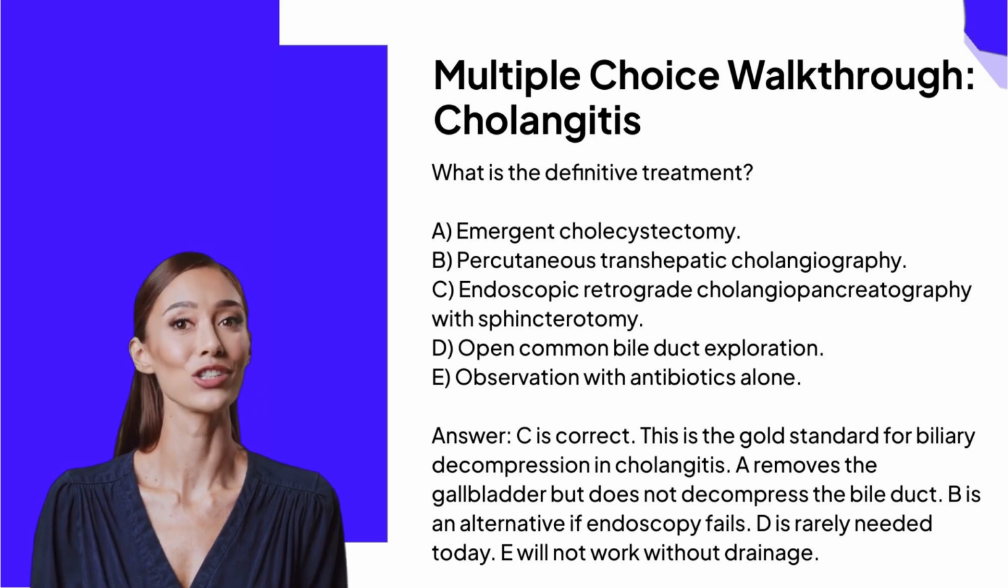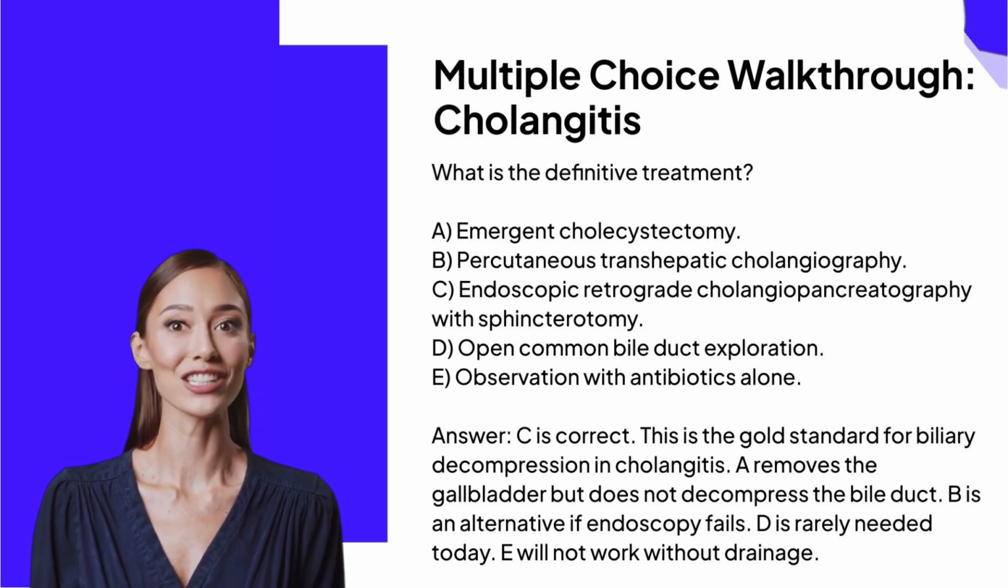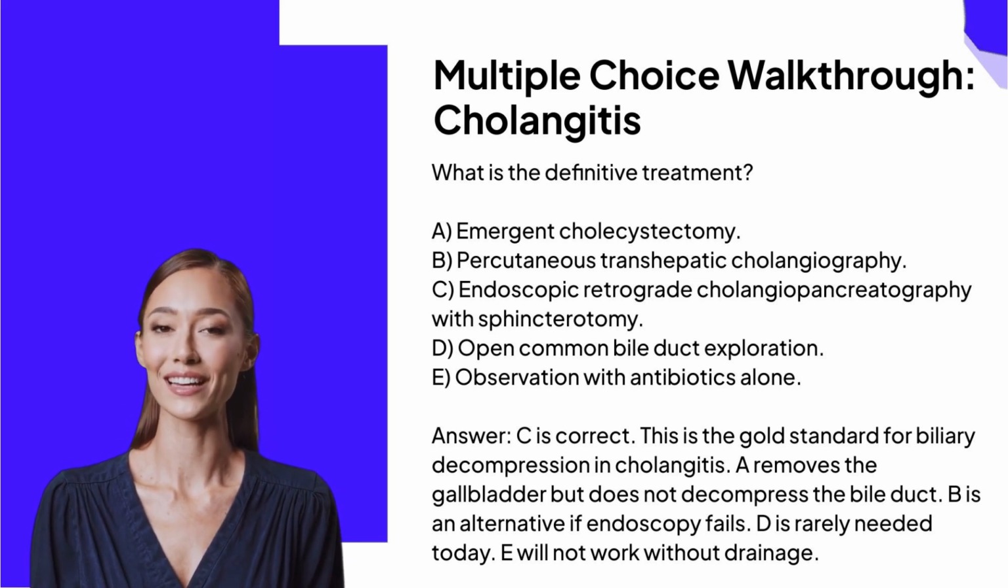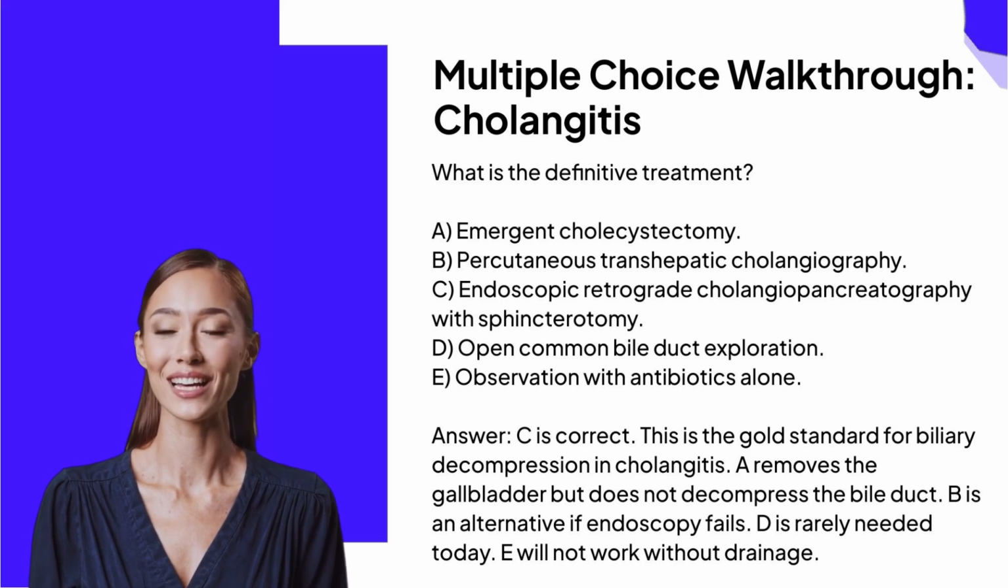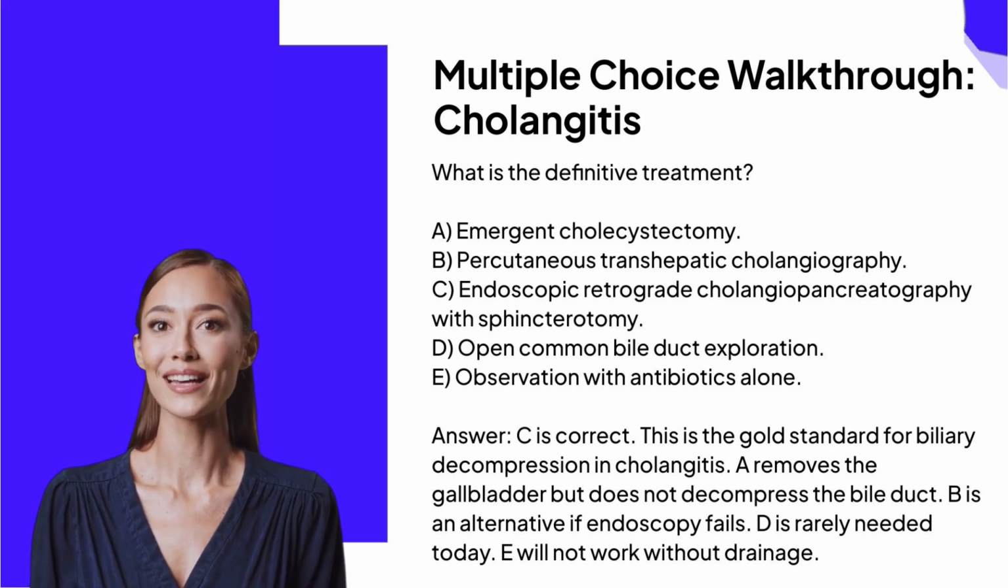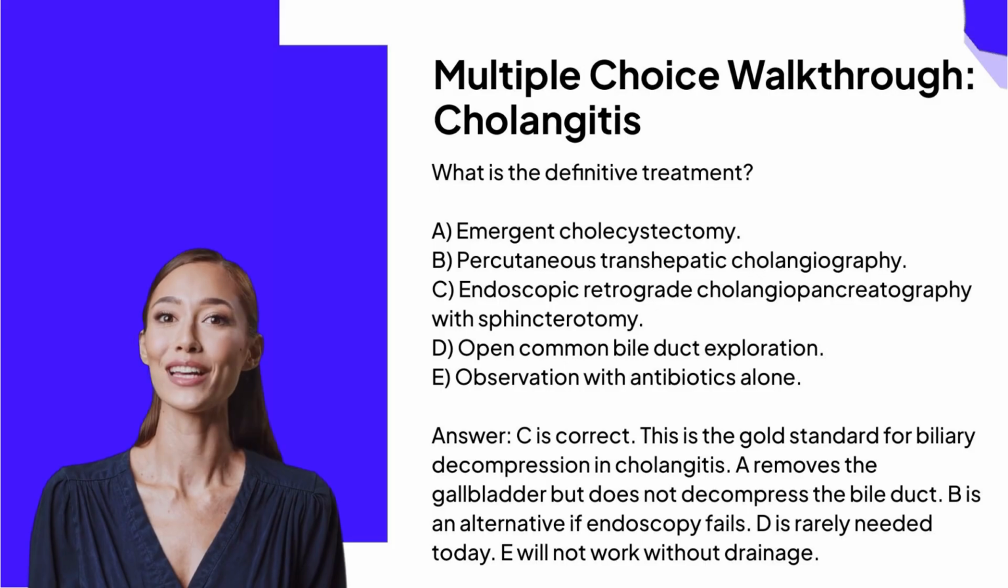Option C. Endoscopic retrograde cholangiopancreatography with sphincterotomy is correct. This is the gold standard for biliary decompression in cholangitis. Option D. Open common bile duct exploration is rarely needed today. Option E. Observation with antibiotics alone will not work without drainage.